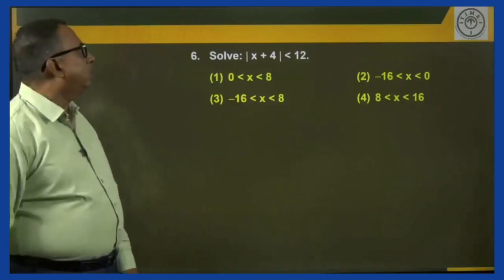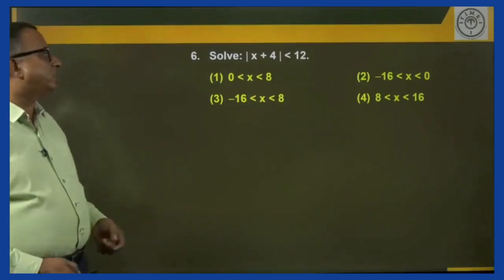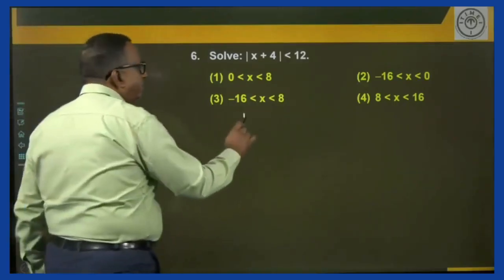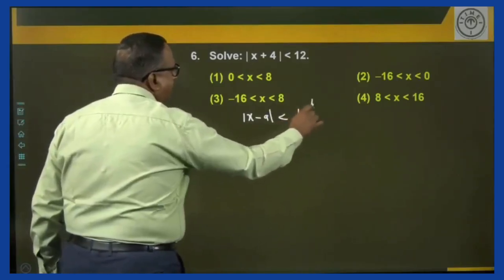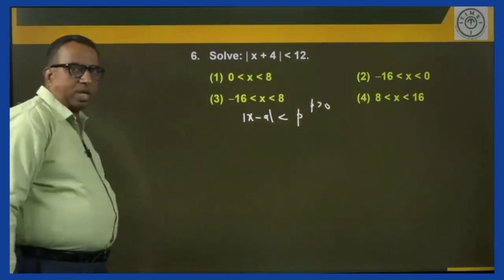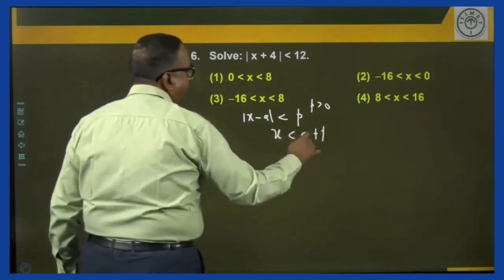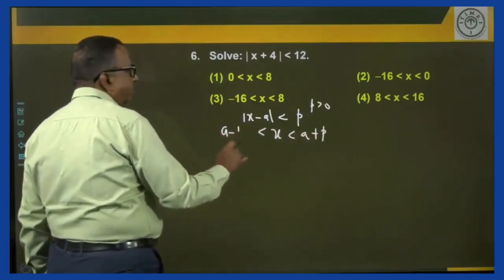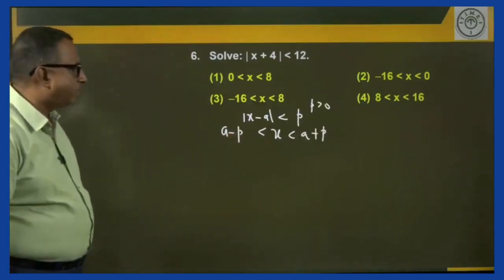This is the next model, mod x plus 4 less than 12. This is again a standard result that we have whenever you have mod x minus a is less than p, where p is a positive quantity. You can always say that x always lies between a minus p and a plus p.